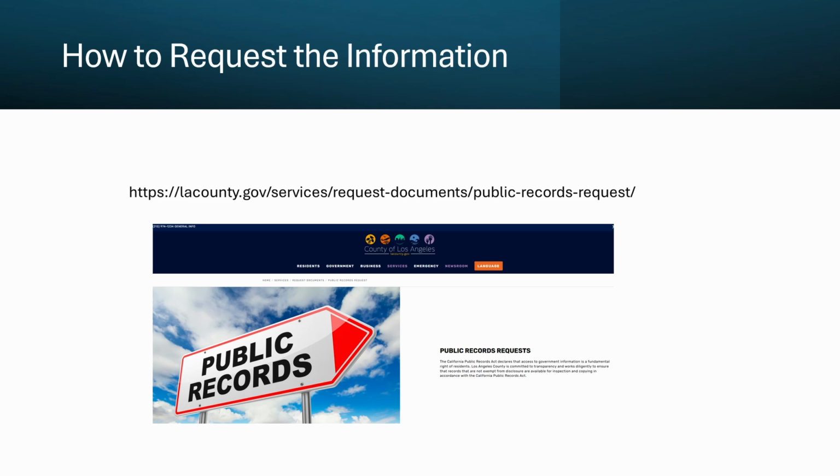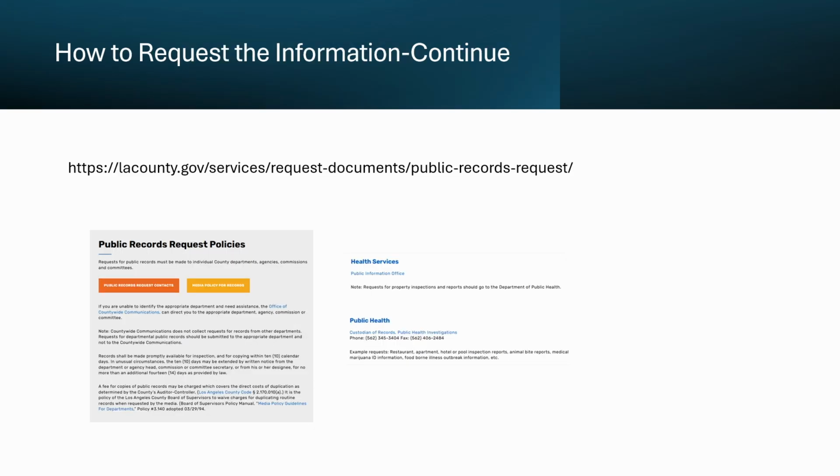Now, to begin, you must first go to LA County's website, specifically the Public Records Request page. The website is shown in the center of this slide. Once there, scroll down until you see the section titled Public Records Request Policy. At this point, it is important to know which department has the information you want. For my request, the department is Health Services. Click on the orange box titled Public Records Request Contracts.